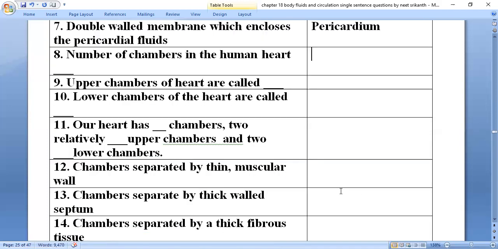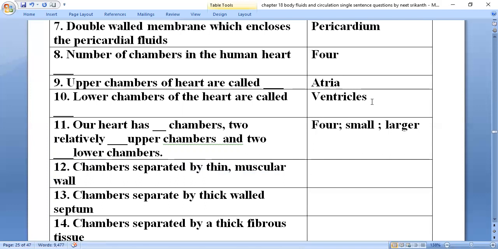Number of chambers in the human heart: 4 chambers. Upper chambers of the heart are called atria. Lower chambers of the heart are called ventricles. Our heart has 4 chambers, 2 relatively small upper chambers and 2 larger lower chambers.